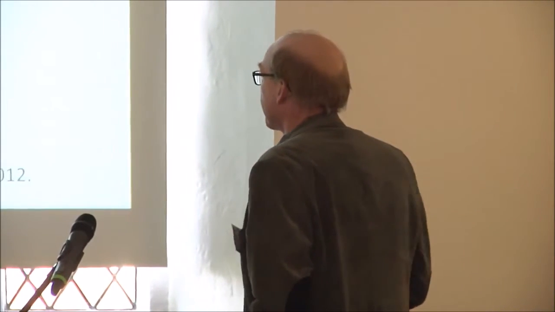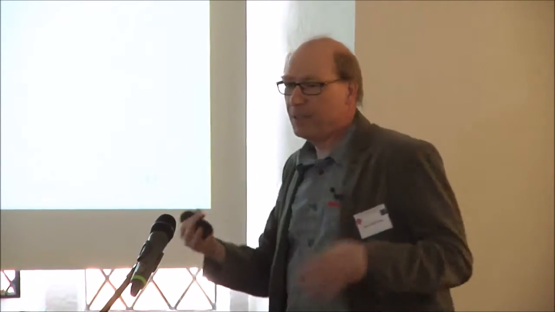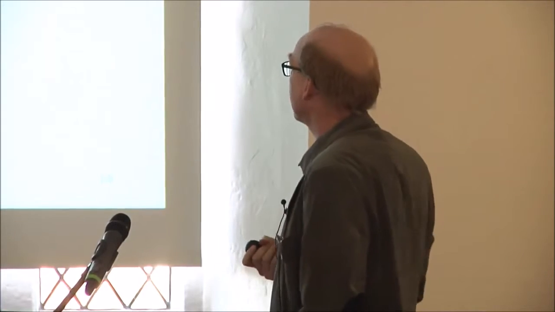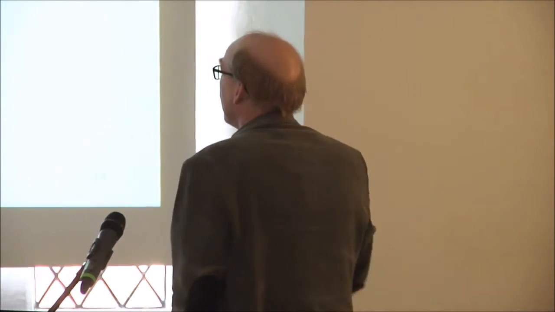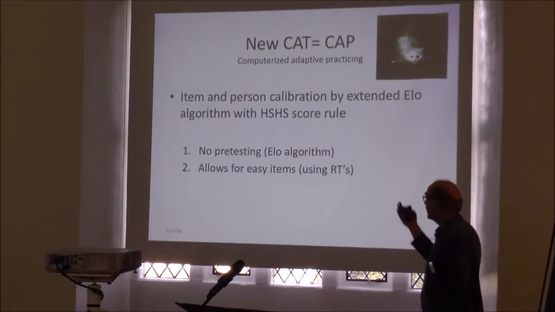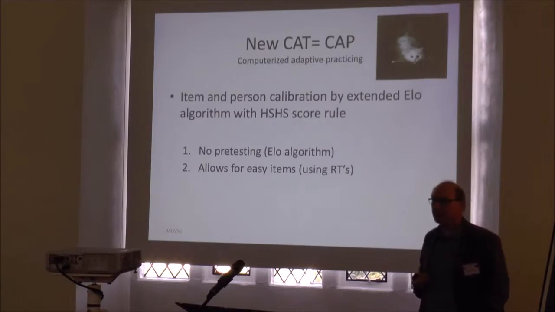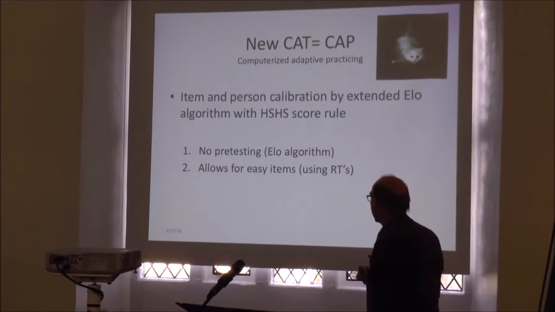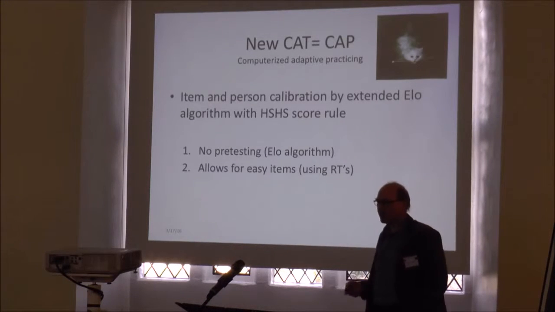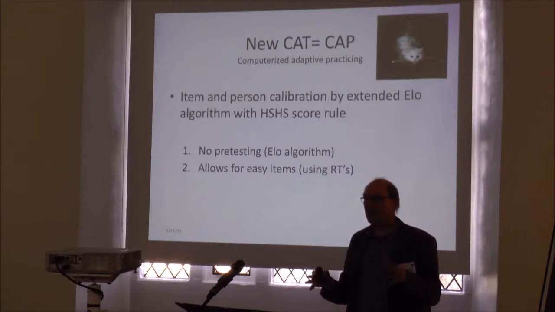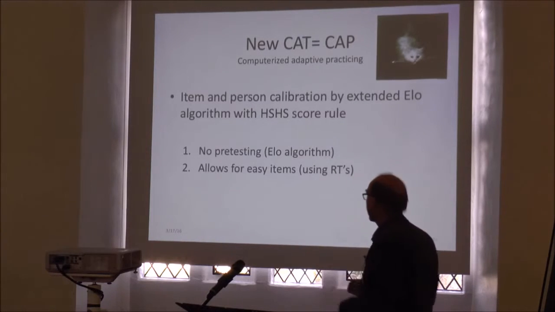So, yeah, we have a new computer adaptive testing system, which I call computer adaptive practicing system, which is based on this ELO system. And it's an extended ELO system because we also use the response time, so it's a little bit more complicated. And we have these scoring rules. And in this way, we don't need pre-testing of items, which, as I said, is incredibly expensive. And we can allow for easy items, which is important in practicing system. So that's the psychometric statistical background of our system.